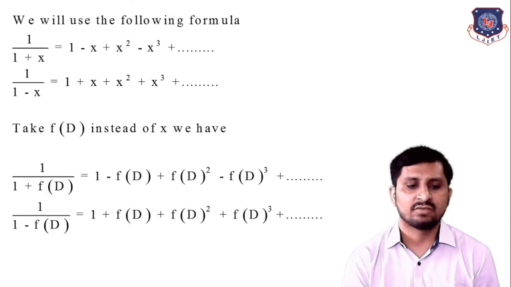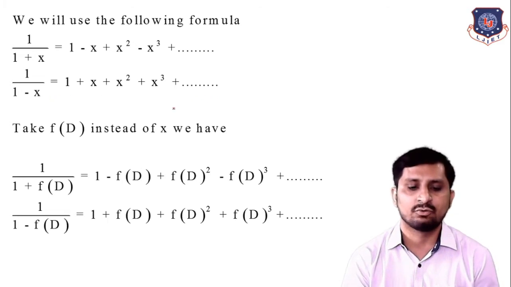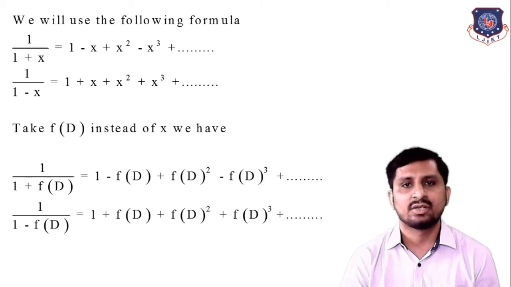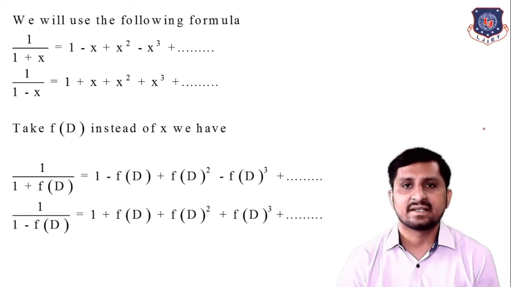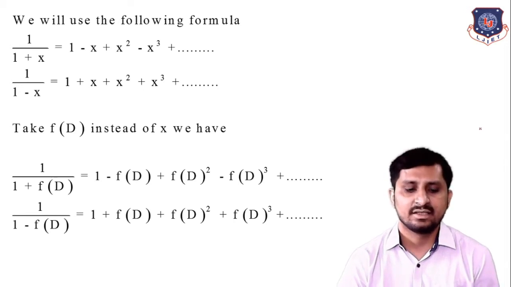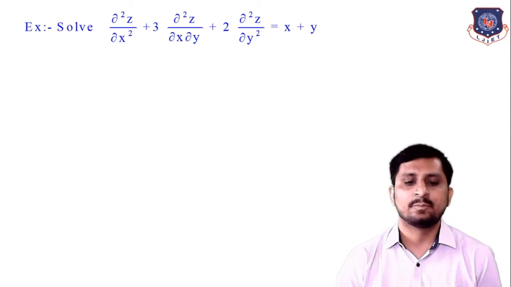1 upon 1 plus x, we can express as 1 minus x plus x square minus x cube, and so on. 1 upon 1 minus x is nothing but 1 plus x plus x square plus x cube, and so on. So instead of x, suppose you have f of D dash, or f of D into D dash. So let's solve this example.